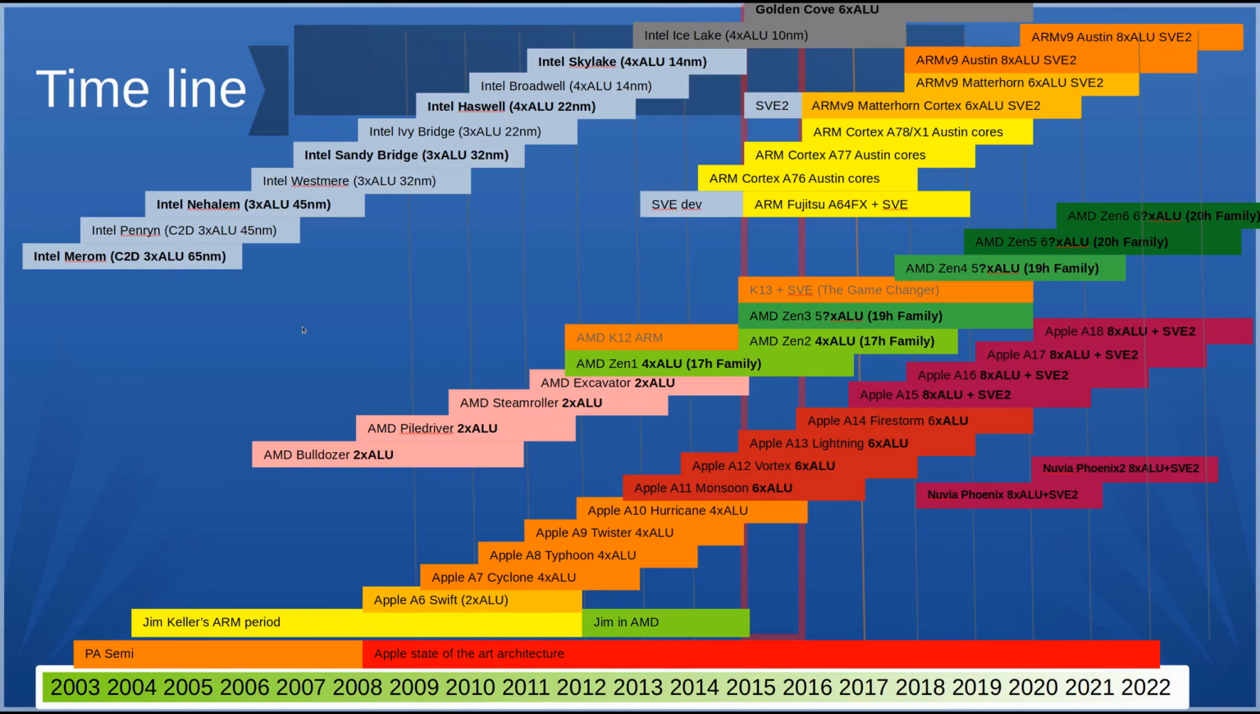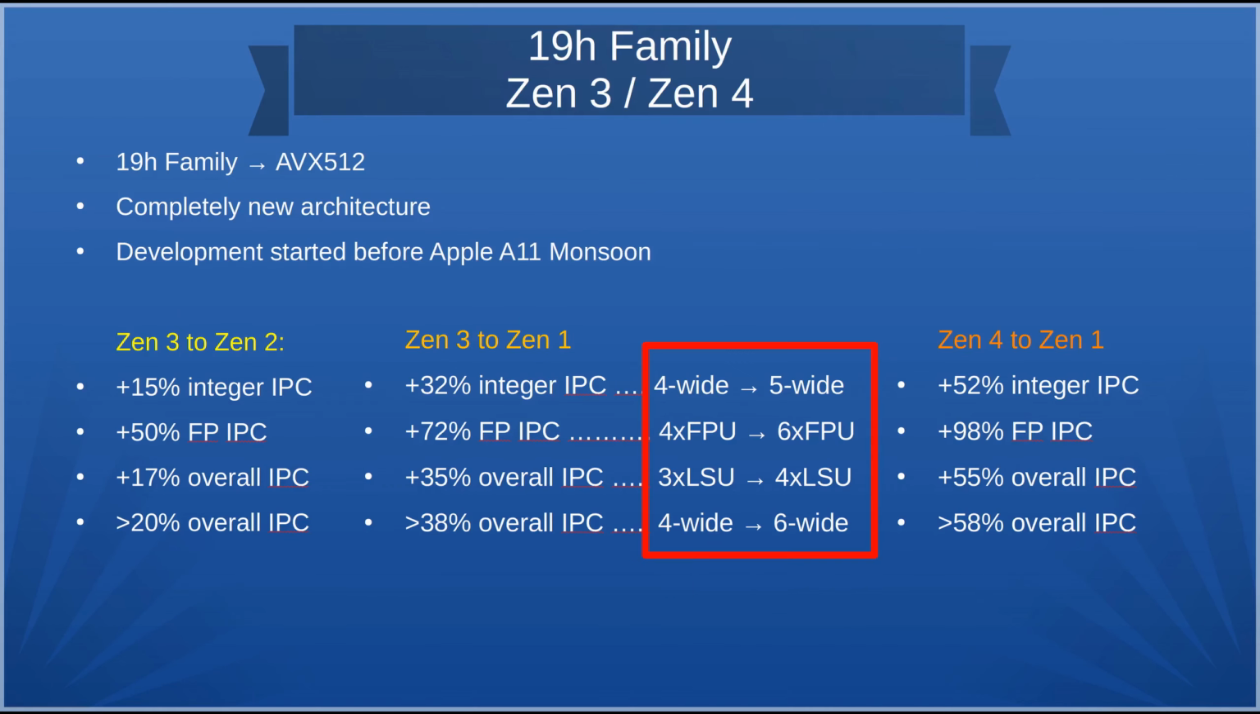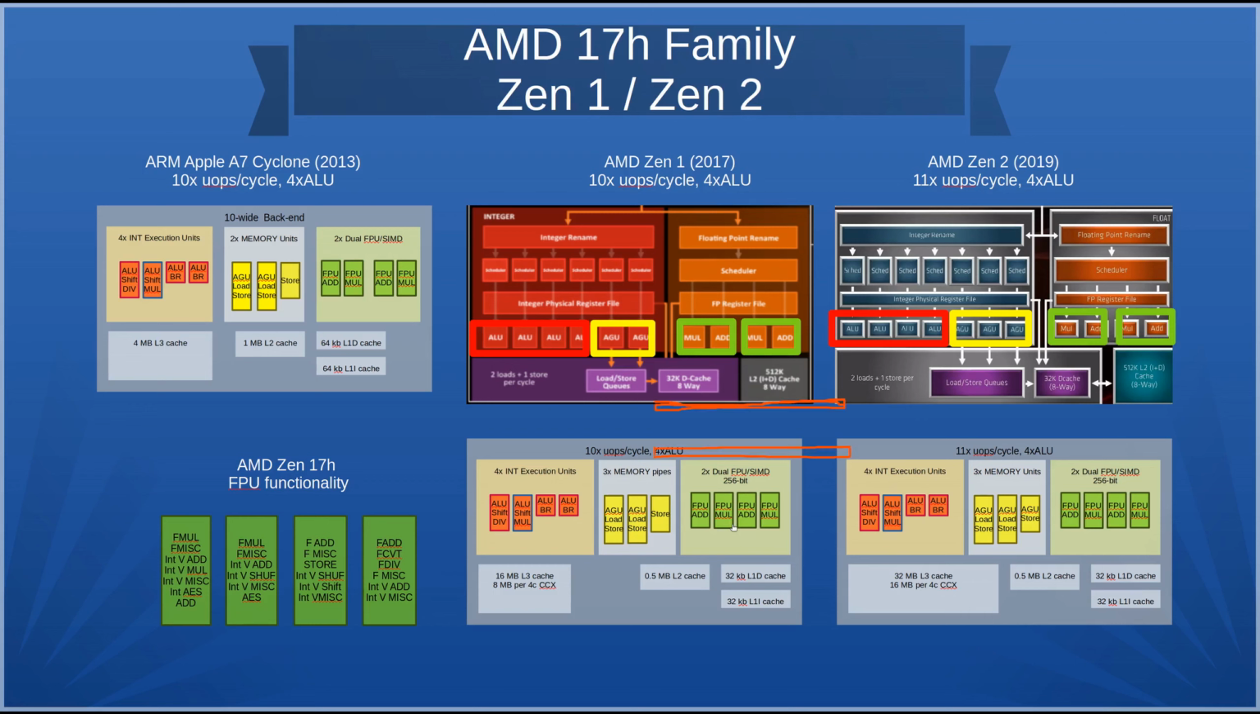Okay, let's go back to the architecture and to the numbers we expect. The minimum we expect for the integer is that AMD will go at least from 4 wide to 5 wide, and for the floating point, with 90% probability, there will be 6 floating point units. And you probably know that AMD is using a pretty smart design of the floating point units. It's using 4 pipelines.